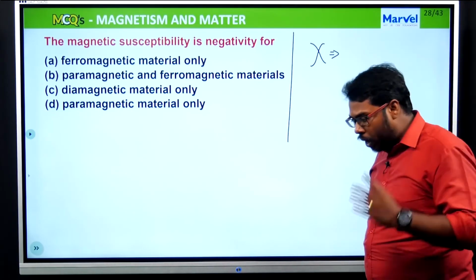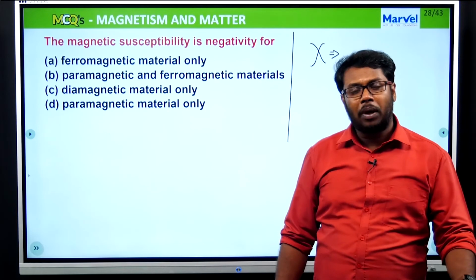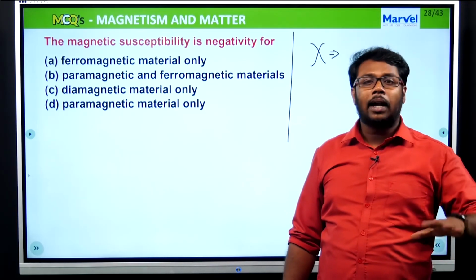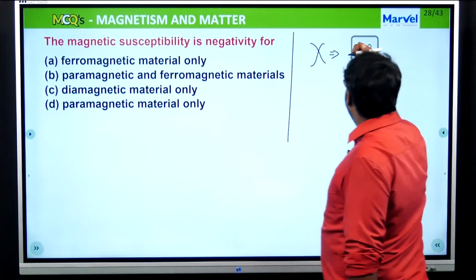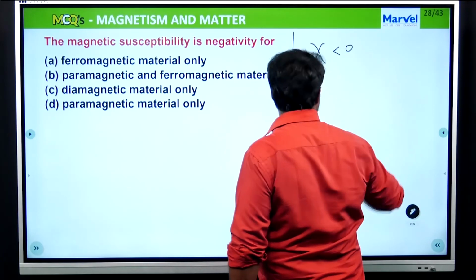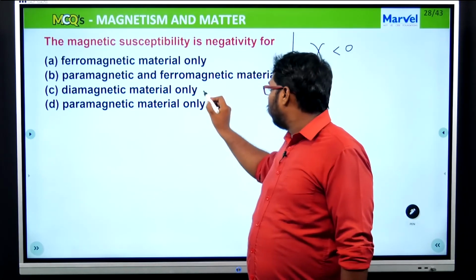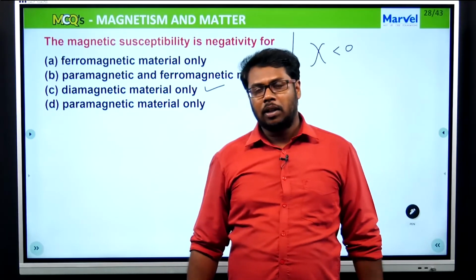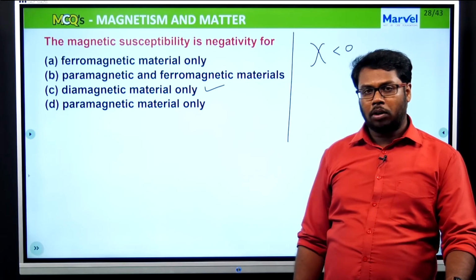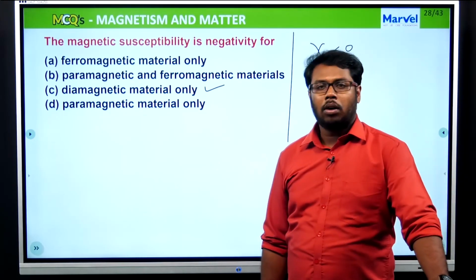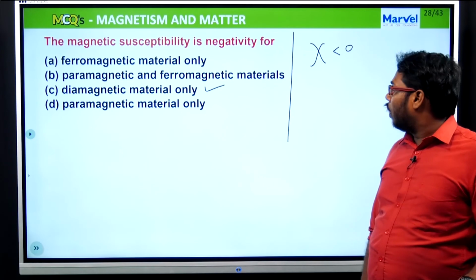Whereas in the diamagnetic material, in contradiction to the other two, the magnetic moments present inside the material get aligned in the opposite direction of the applied external magnetic field. So because of that, your chi will have a value less than 0, which in turn means that the diamagnetic material will take negative values. So the susceptibility will be negative for the diamagnetic materials. This is what we get to understand from this particular problem. So now the next one.